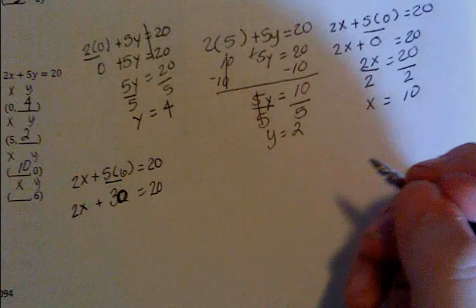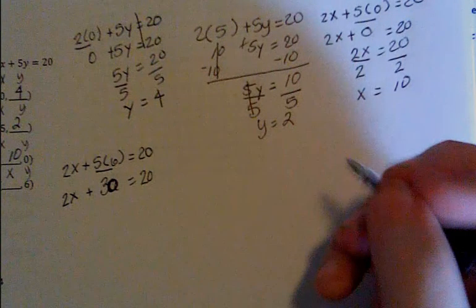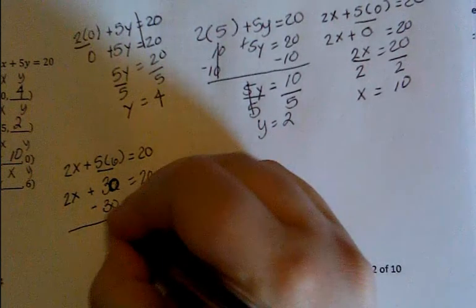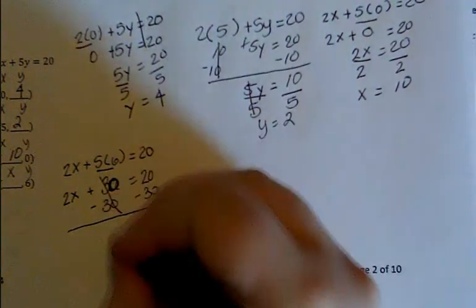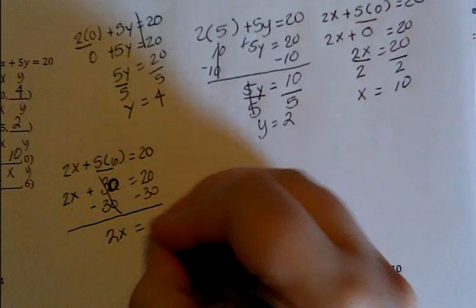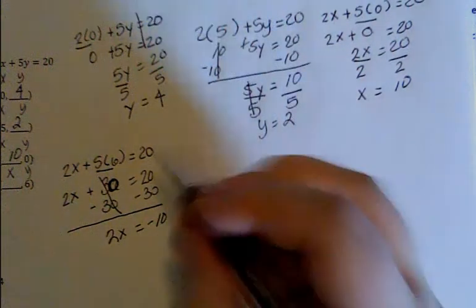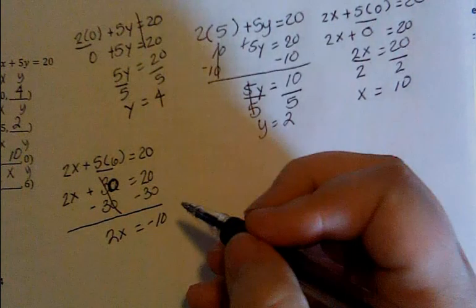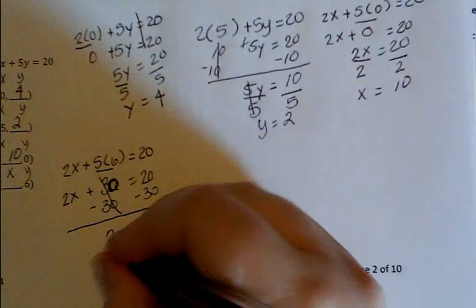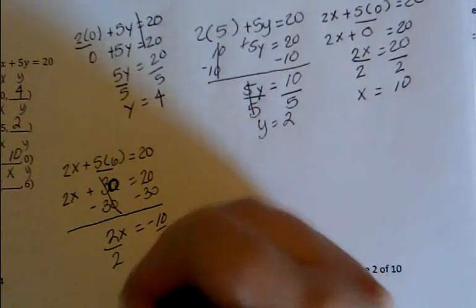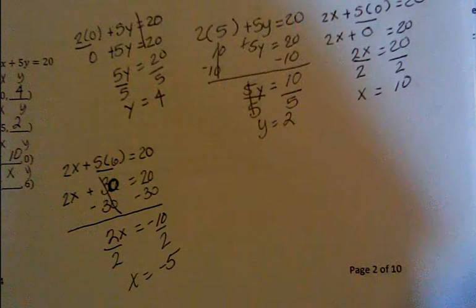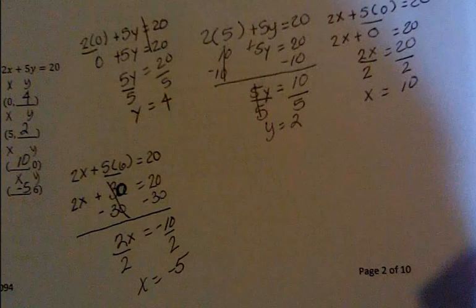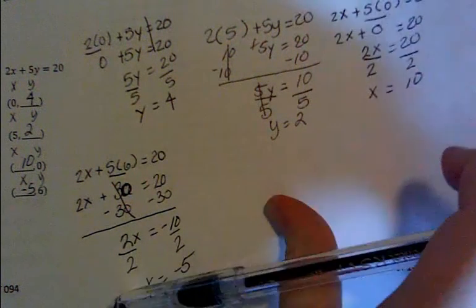So now to get that x closer to being by itself, we're going to subtract that 30 from both sides, which leads us to 2x equals negative 10. You've got 20. You spend 30, so you owe the bank $10, so that's how we have a negative 10. And then we divide both sides by 2 to get x equals negative 5. Be careful about your negatives. Okay. That's it for problem number 6.